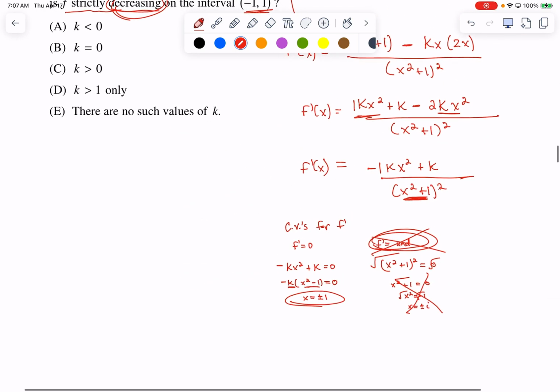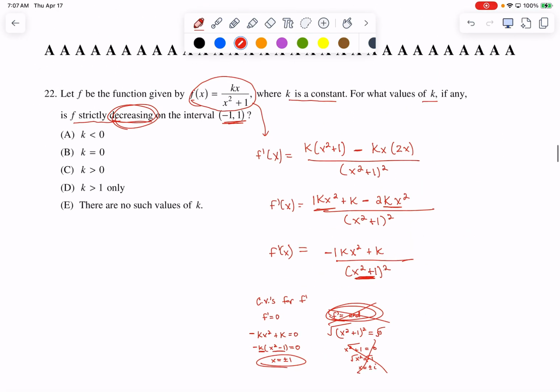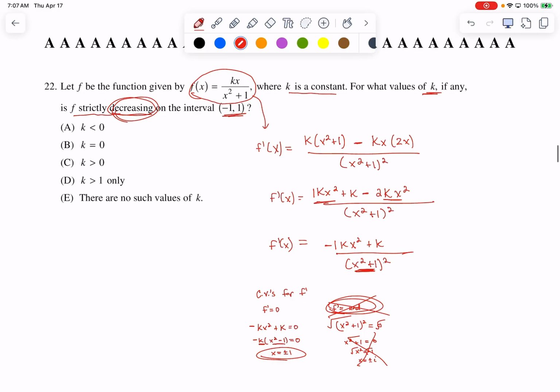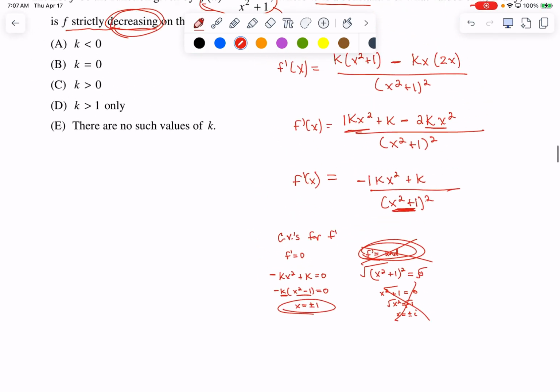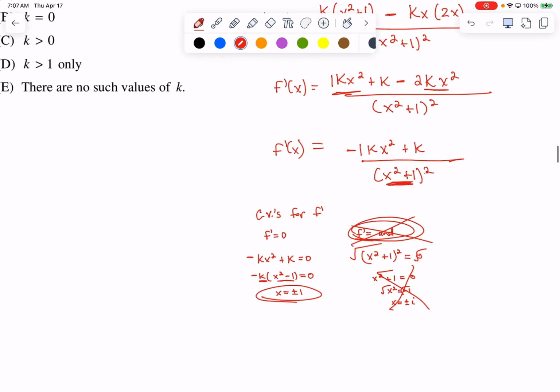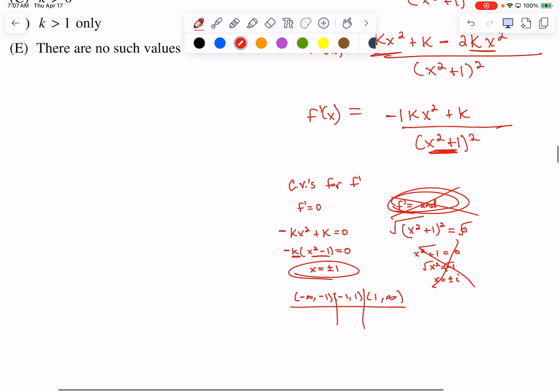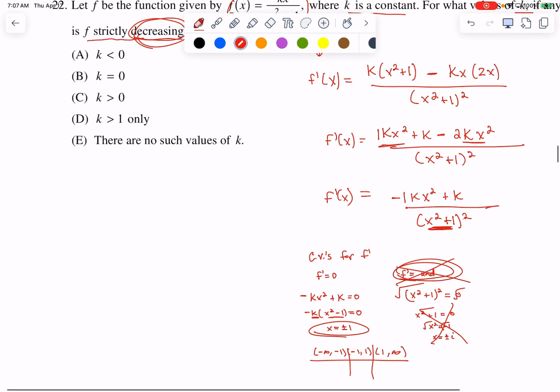All right, so then it says for what values of k, if any, is it strictly decreasing? Well, we know the critical values are 1 and negative 1. So would it just be D or E? Yeah, it's going to have to be D or E. So it's going to be from negative infinity to negative 1, from negative 1 to 1, and from 1 to infinity. Now, I'm going to do it, but it's obvious that it can't be 0.